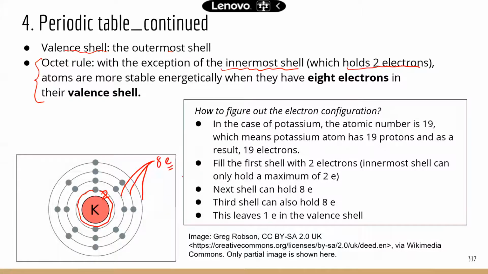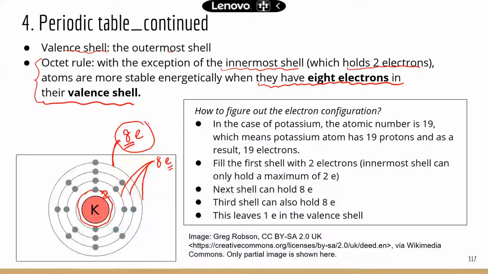If you can get to 8 electrons in this shell, the atom will be energetically stable. Now, atoms have this tendency to get to the stable state. So they want to have 8 electrons in the valence shell. That's a very important rule that atoms will follow in nature.